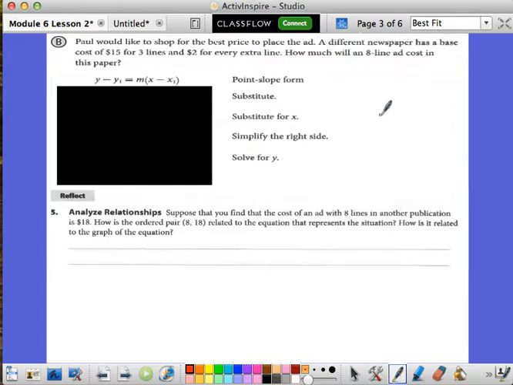A different newspaper has a base cost. Now, base cost. We know that that is the initial cost, and the initial cost is always our y-intercept. Okay, so in this case, it's $15.